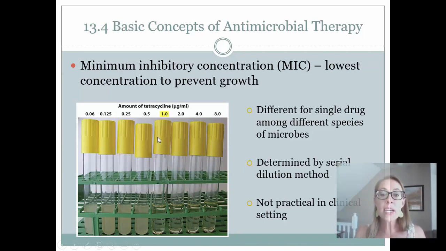The first concentration that we have that shows no growth, so therefore the broth is clear, that's our minimum inhibitory concentration. So for this species, for this drug, 1 microgram per milliliter of tetracycline is the minimum inhibitory concentration. But in a clinical setting, this isn't practical. You don't want to just limit yourself to testing one drug. That's a major limitation of this type of experiment, but in lab, it's very useful.